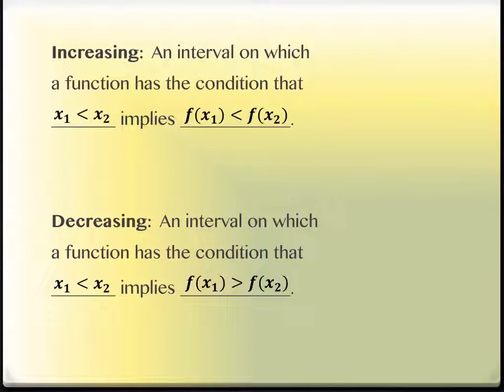So an increasing function is one where if x1 is less than x2, then f of x1 is less than f of x2. Okay, I'll draw a picture here in a second. And a decreasing function is when x1 is less than x2, f of x1 is greater than f of x2. So should that be x1 is greater than x2? Nope, it's written correctly. Yeah, and a picture will show that for you in just a second, Hannah.